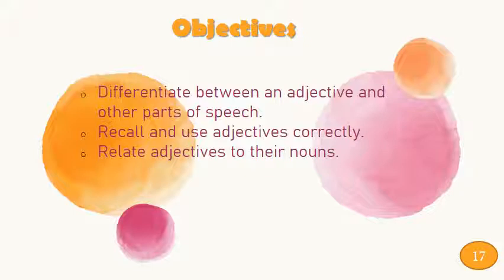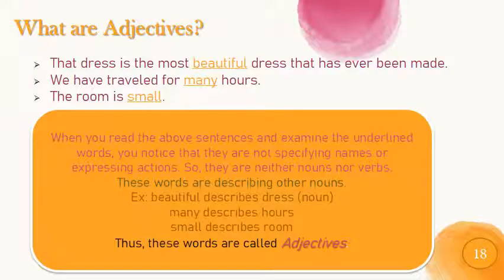Recall and use adjectives correctly. We have to know what adjectives are and how to use them. And we have to relate adjectives to their nouns. Why to their nouns? You're going to see. Stay with me. What are adjectives first? Let's read these examples. That dress is the most beautiful dress that has ever been made. Example number 2. We have traveled for many hours. Example number 3. The room is small.